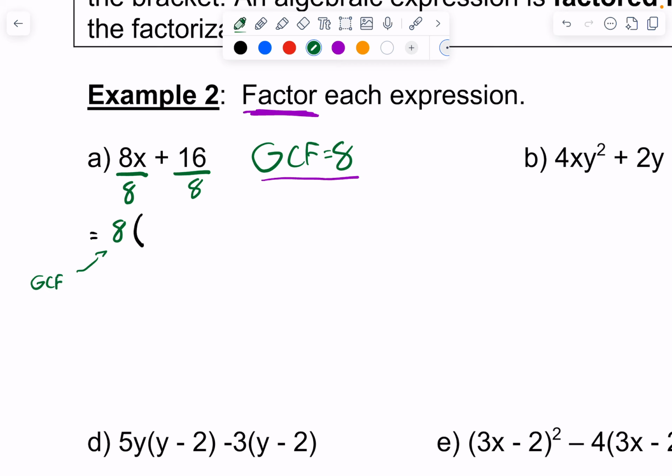What goes on the inside of the bracket is the result of doing this division right here. So let's look at the first one. What is 8x divided by 8? Doing that division, this 8 and this 8 cancel, and you're just left with x. Well, what is 16 divided by 8? 2. And there you go. That's the answer.